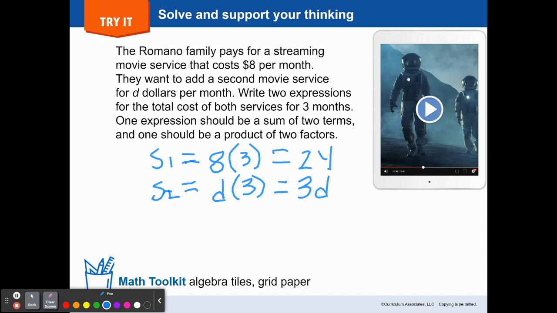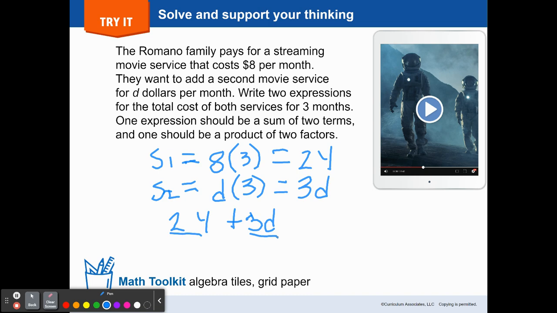And we want both services for that same amount of time period. Well, if we want both, then we are adding those together, which gives us a sum. So we have 24 plus 3D. That is a sum of two terms. We have term 1 and term 2.